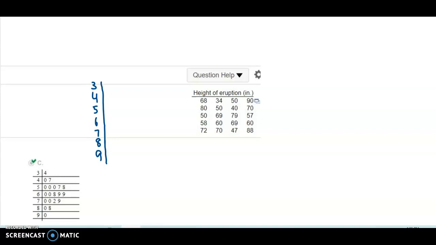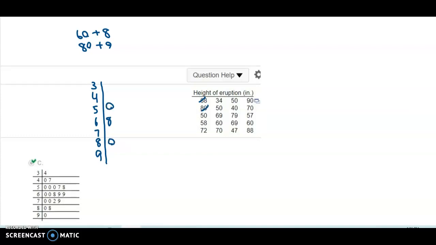Then I'm going to go through and check off my numbers. So 68 would be, instead of 68, we're going to separate it as 60 plus 8. So we would have 68 right here. The next number is 80. So we would write 8, 0, which would be like 80 plus 0. So I'm going to put 8, 0 here.